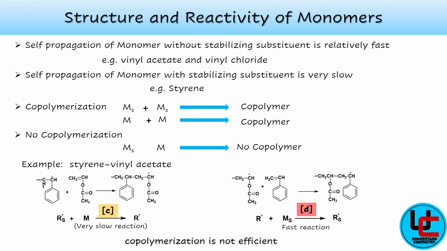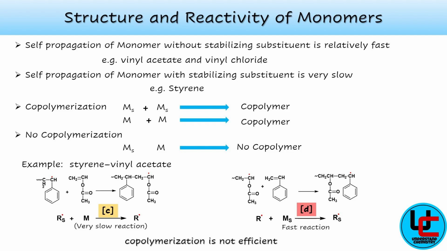Meanwhile, the vinyl acetate radical, being reactive, quickly adds styrene, indicated by equation D in the previous slide. This imbalance leads to poor incorporation of vinyl acetate and irregular copolymer structure. So even though the reactivity ratio might suggest alternating behavior, the actual chemistry, the radical stability and monomer structure, determines whether copolymerization is efficient or not.